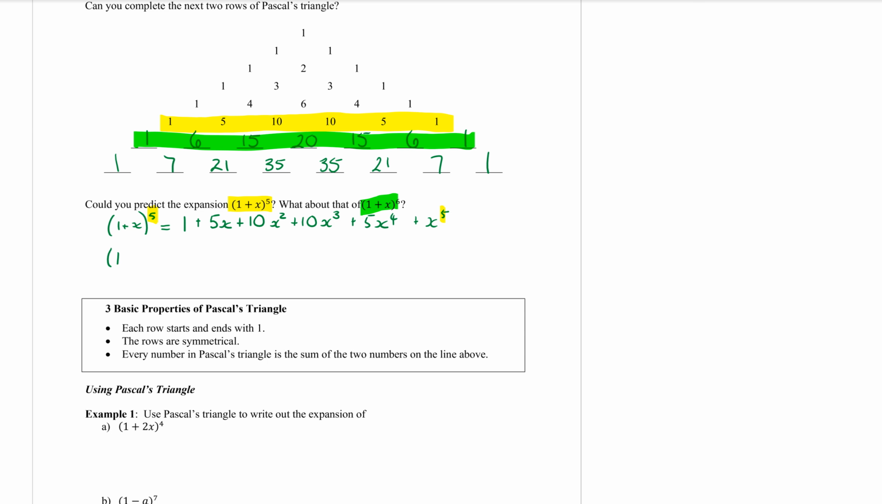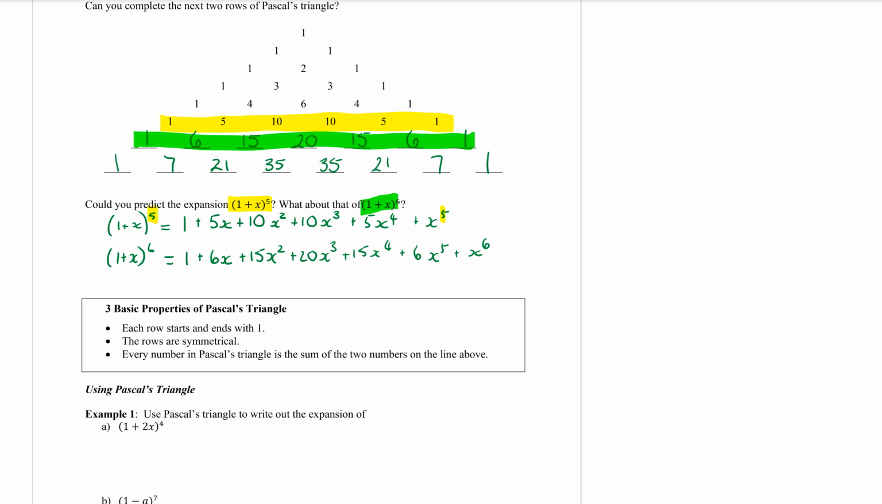So 1 plus x to the power of 6, using those coefficients. 1 was the first coefficient. Then I'm going to have 6 for the second one, and I have an x. Then 15 for the third one will become x squared. 20 becomes x cubed. 15 x to the power of 4. 6 x to the power of 5. And finally 1 x to the power of 6.